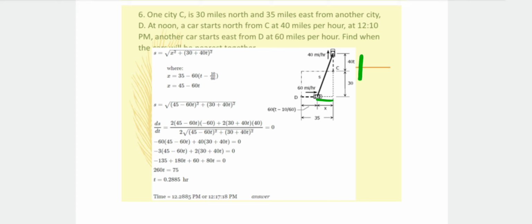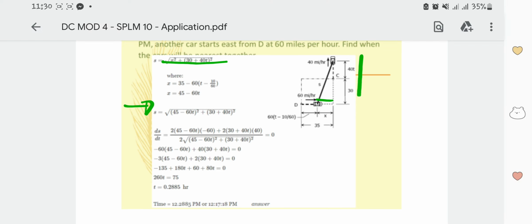And then, this side is 40t plus 30, or 30 plus 40t. So, it's just the Pythagorean theorem, and that would give us this answer. Here, the value of x comes from 35, right? From 35 we got this distance.